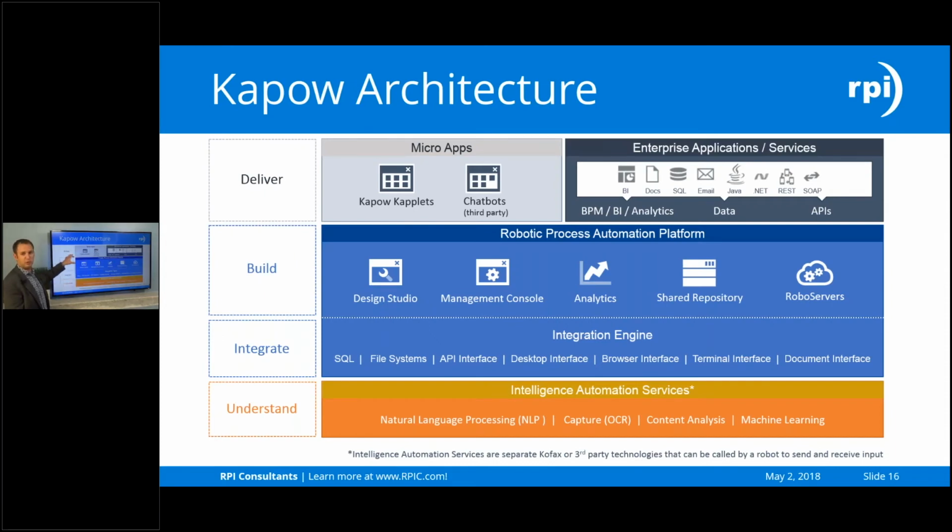So just real quick, I don't want to get too in the weeds of the architecture of Kapow, but essentially you have the design studio that I showed earlier. You have a management console, which is where the administrator is going to be able to load robots and set database parameters, all that kind of stuff. There's an analytics piece to it. And then you have your robo servers, right, which are your actual robots that are running and completing these tasks.